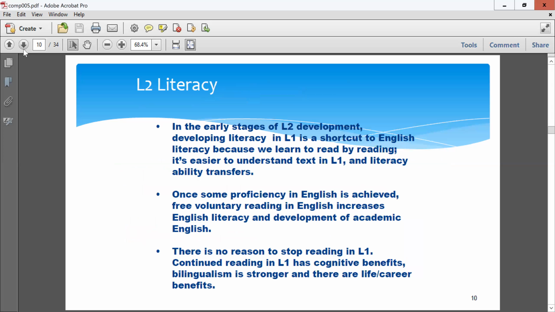In the second language, literacy is very similar. Once a child knows how to read in their first language, then they don't need to learn to read again. They need to learn to read in English. So the more literacy they have in the first language, the easier it is for them to learn to read in their second language. And this is one of the reasons that Texas has bilingual programs, because it's easier for the student to learn to read in their native language.